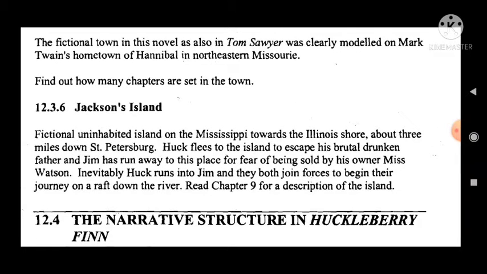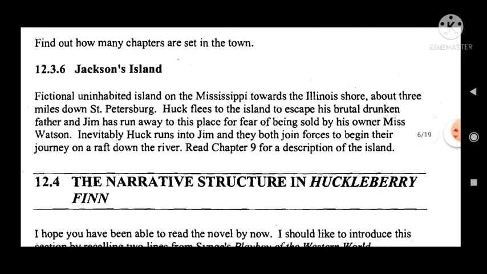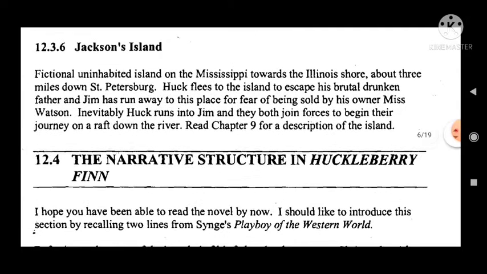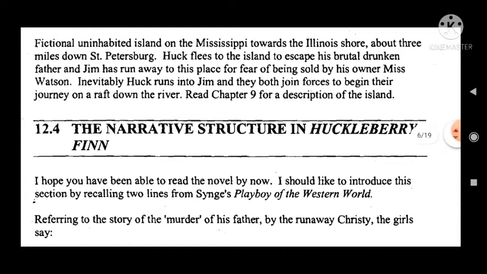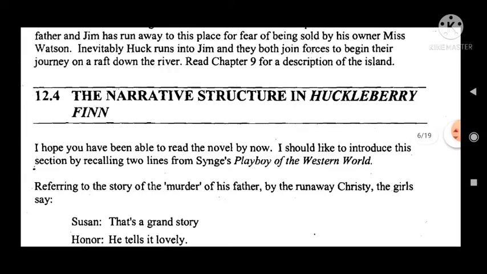Then, Jackson's Island. A fictional uninhabited island on the Mississippi towards the Illinois shore, about 3 miles down from St. Petersburg. Huck flees to the island to escape his brutal drunken father, and Jim has run away to this place for fear of being sold by his owner, Miss Watson. Inevitably, Huck runs into Jim and they both join forces to begin their journey on a raft down the river. Read chapter 9 for a description of the island.